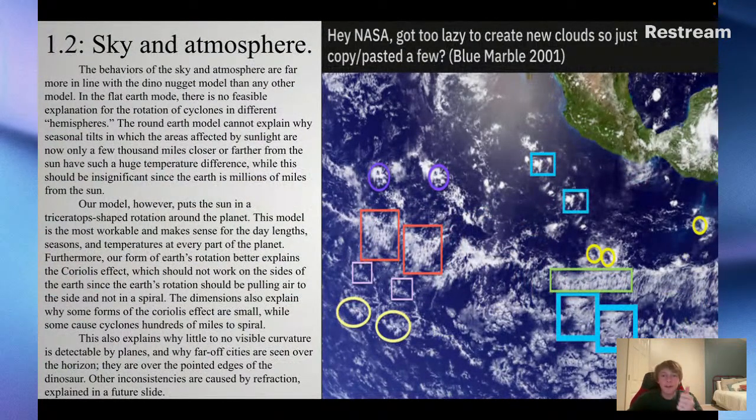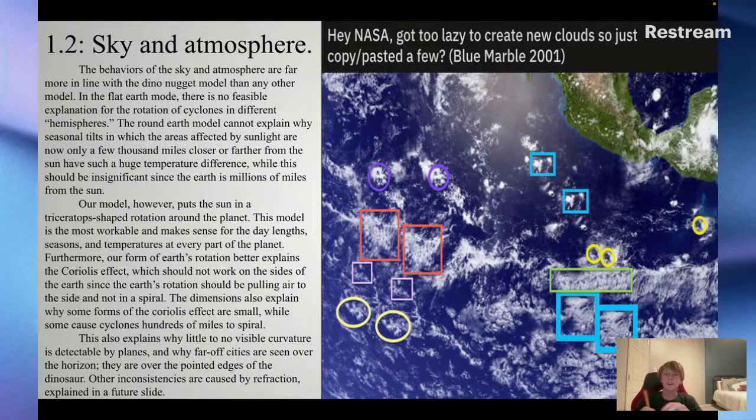Yes. At 1.2, Sky and Atmosphere. The behaviors of the sky and atmosphere are far more in line with the Dino Nugget model than any other model. In the flat Earth model, there is no feasible explanation for the rotation of cyclones in different hemispheres. The round Earth model cannot explain why seasonal tilts, in which the areas affected by sunlight are only a few thousand miles closer or farther from the sun, have such huge temperature differences. Well, this should be insignificant since the Earth is billions of miles from our sun.